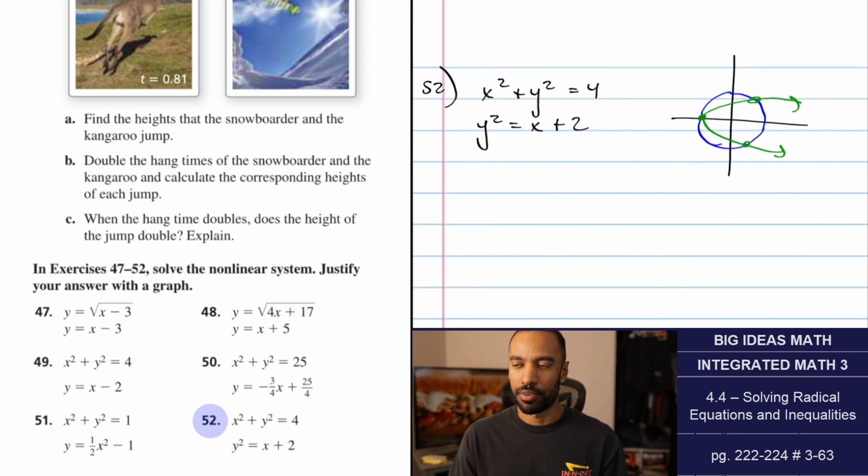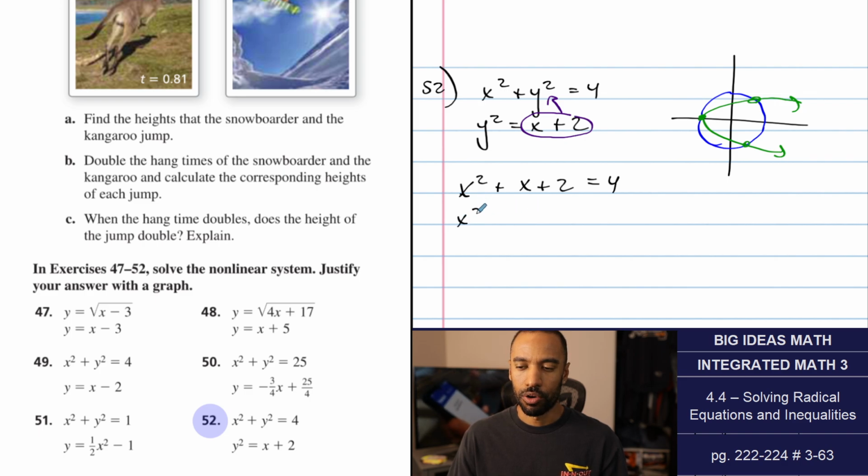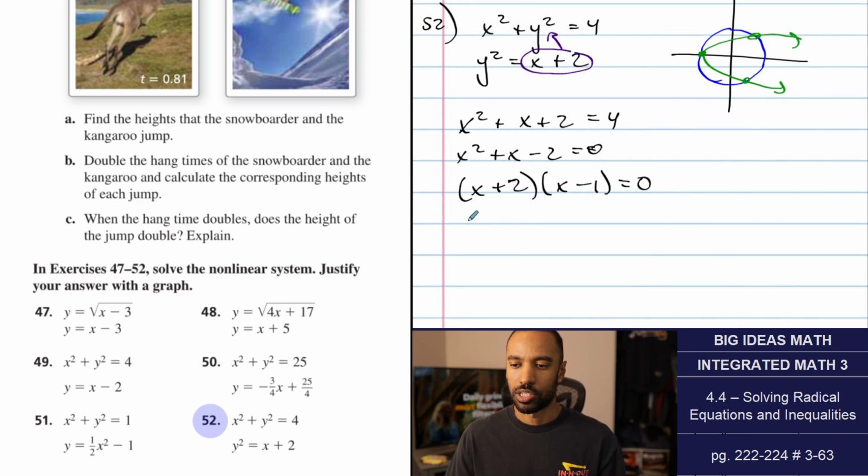Now, this one's kind of nice because this is a direct substitution of things. X plus 2 can go straight in, not just for y, but for y squared, right? This is already y squared. So we can turn this into x squared plus x plus 2 equals 4, just like that, straight up. And I can subtract 4 over. And then this is factorable. So this becomes x plus 2 times x minus 1 equals 0. So x equals negative 2 and x equals 1.